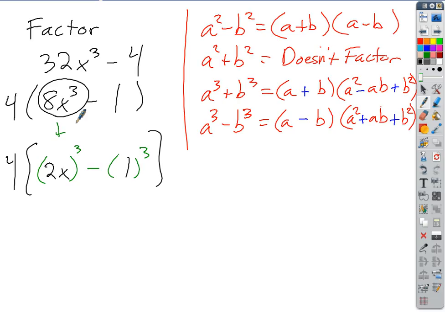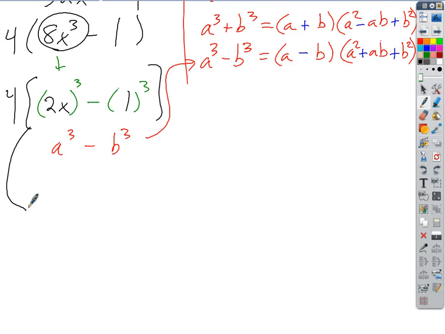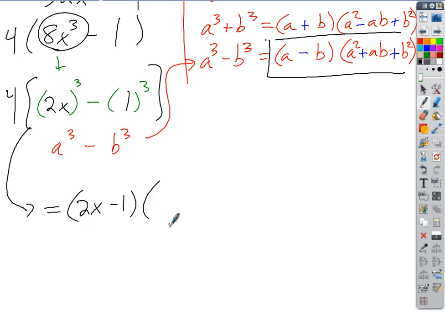So that works. So then this is like our A, and that's like our B, and all we're going to do is that pattern, right? Okay, see how that works? So then we just end up with, let's do this. We just end up with what? A cubed minus B cubed gives us this pattern. A minus B is first. So what's that going to look like for us? Good, 2x minus 1. And then we've got A squared.